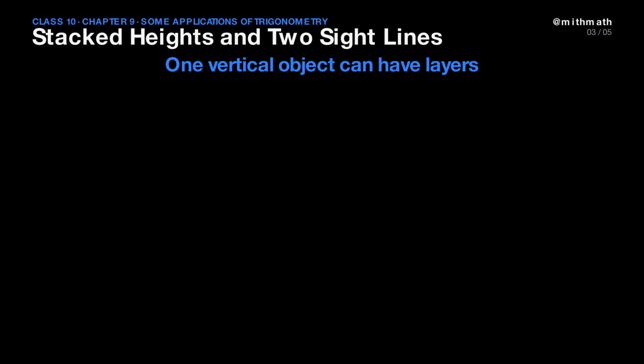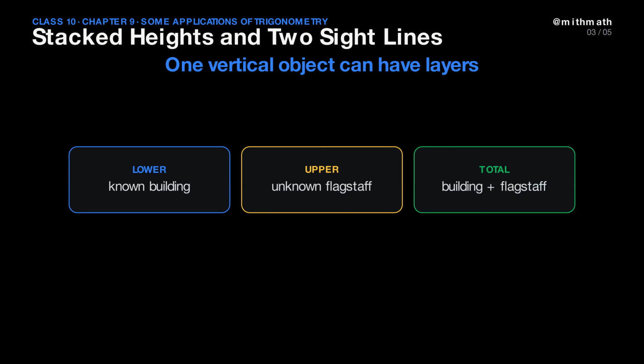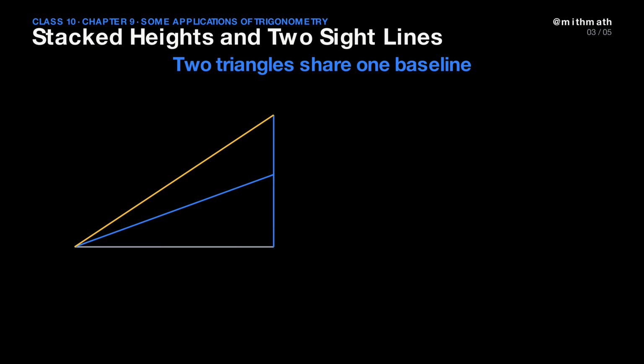A rooftop tower, flagstaff, or statue creates two useful vertical levels. The lower sight line reaches the base section, the upper sight line reaches the combined height. The 30-degree line reaches the top of the 10-meter building. The 45-degree line reaches the flagstaff top.